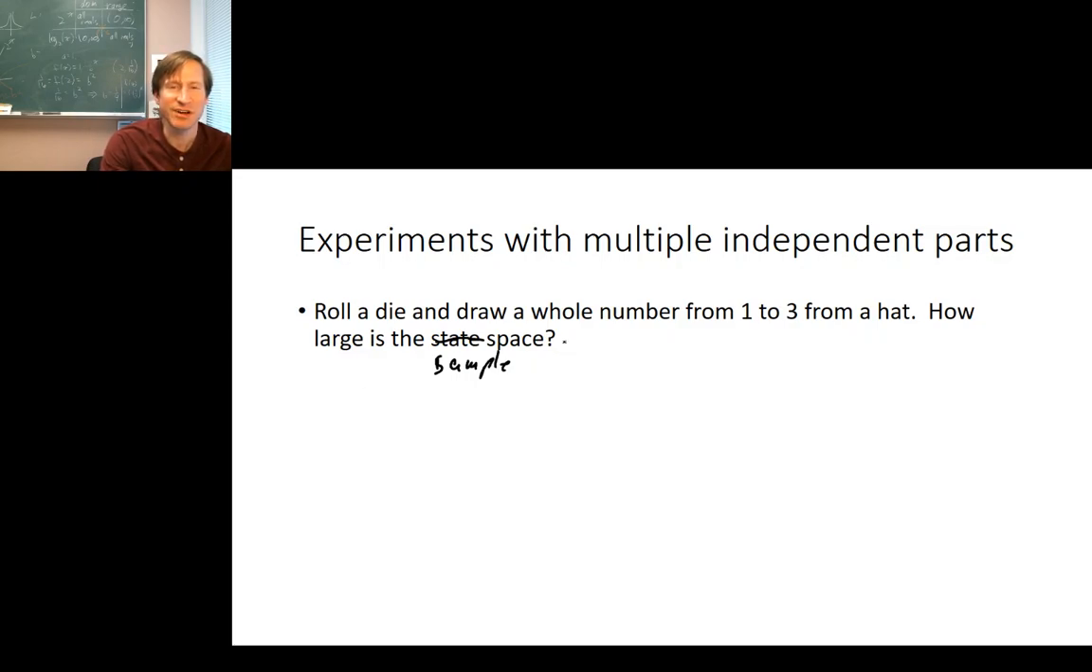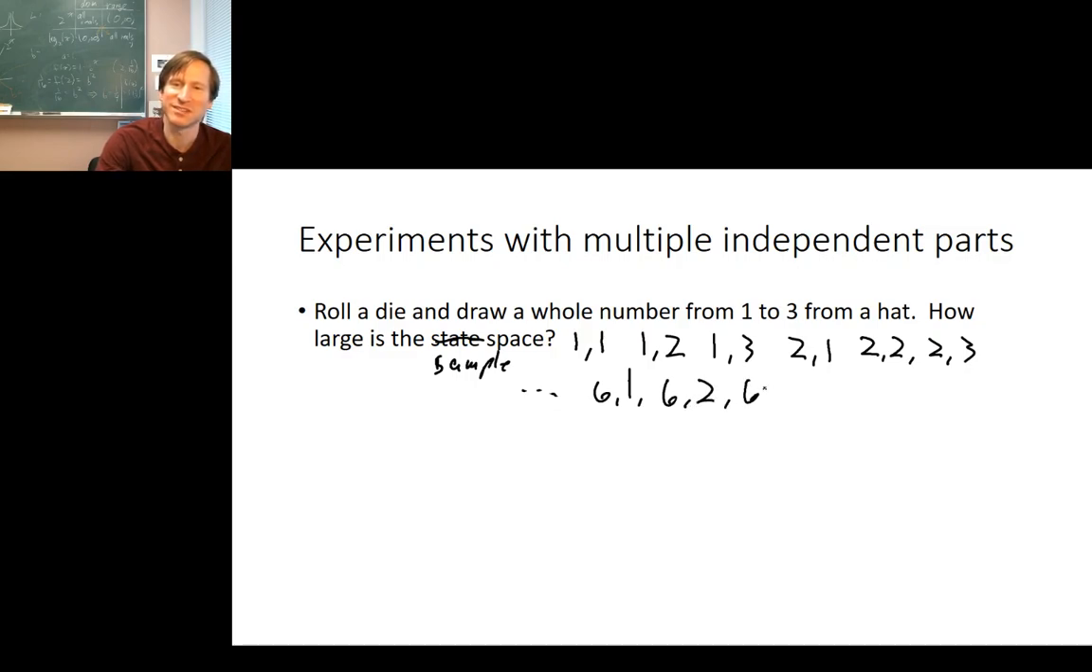So just to list all of the outcomes in the sample space, we could roll a 1 on our die and then draw a 1 from the hat. We could roll a 1 and draw a 2, or a 1 and then 3. Then we could roll a 2 and draw a 1, roll a 2 and draw a 2, roll a 2 and draw a 3, and so on, all the way up to rolling a 6 and drawing a 1, a 2, or a 3.